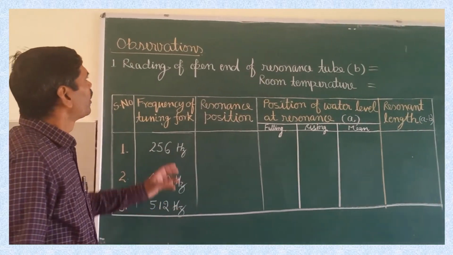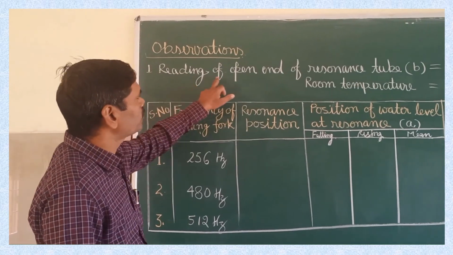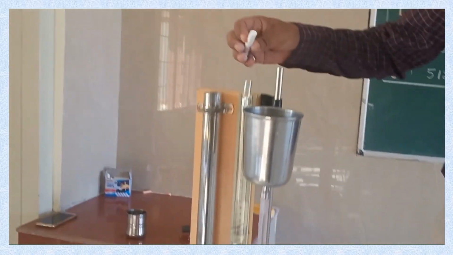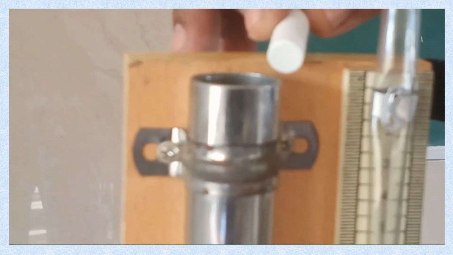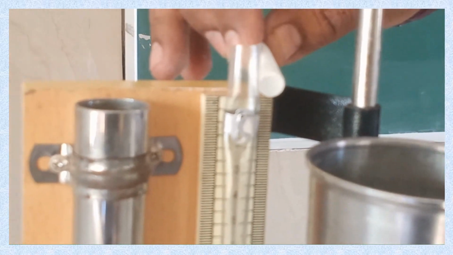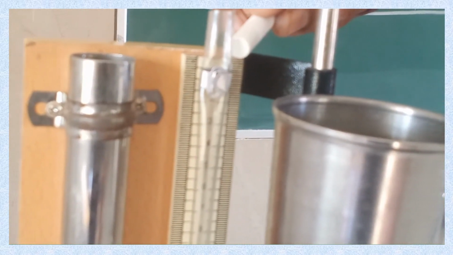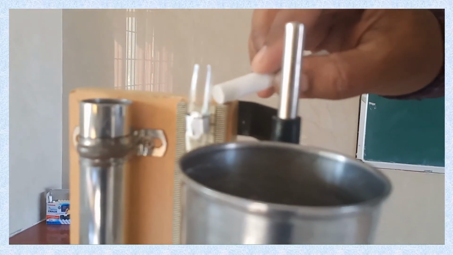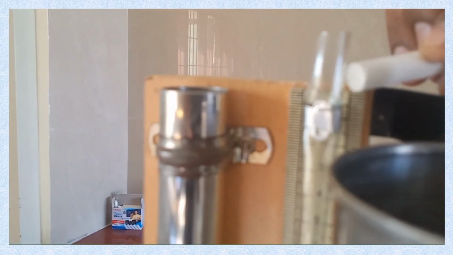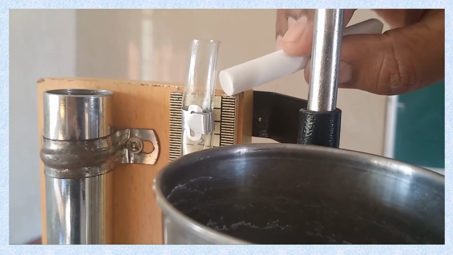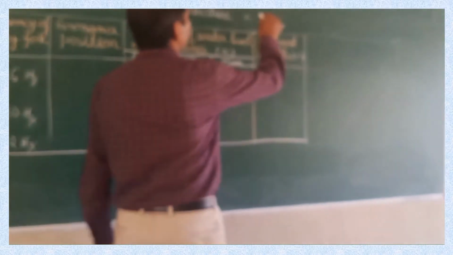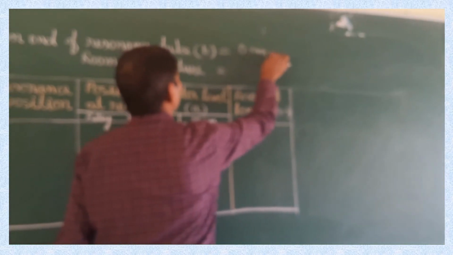Now the next step, observation. First, the reading of the open end of the resonance tube, that is represented by B. This is the resonance tube and this is its open end, and the reading of the open end is 0 centimeter. This is the starting point of the centimeter scale. So this is 0.